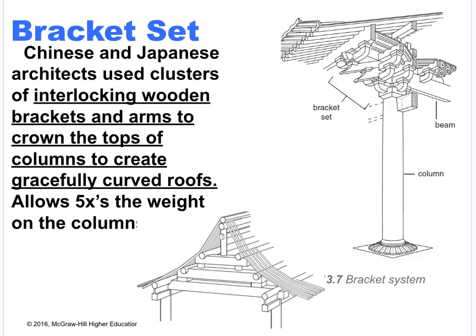Switching to a totally different culture, we're now talking about Chinese and Japanese architecture, and they had this thing called a bracket system. It's still post and lintel, but it allowed for a wider span between the columns and a lot of weight to be put on the columns. The Chinese and Japanese architects used clusters of interlocking wooden brackets and arms to crown the top of columns to create gracefully curved roofs.